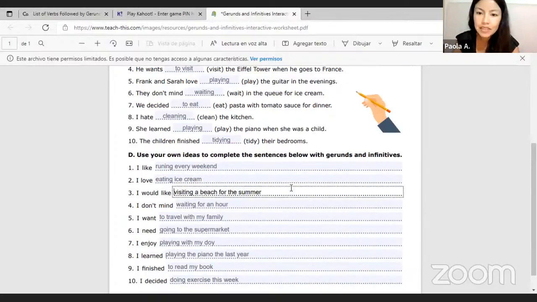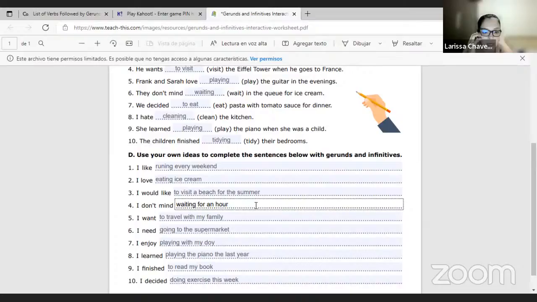That's correct. Number 3. I would like visiting a beach for the summer. I would like, it's with an infinitive if I'm not correct. I would like to visit a beach. Yes. To visit. Yes, excellent. I don't mind waiting for an hour.